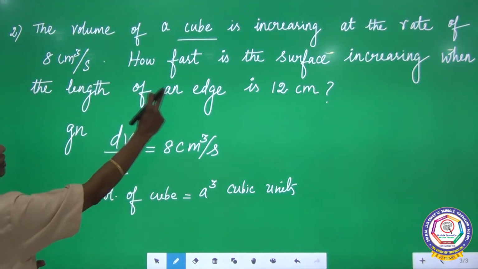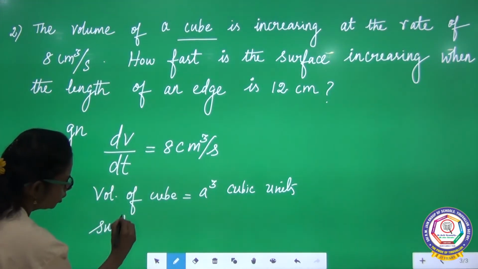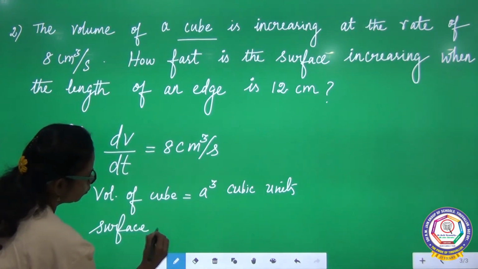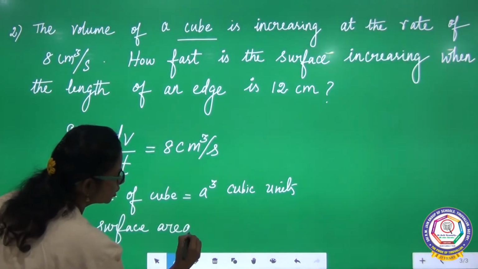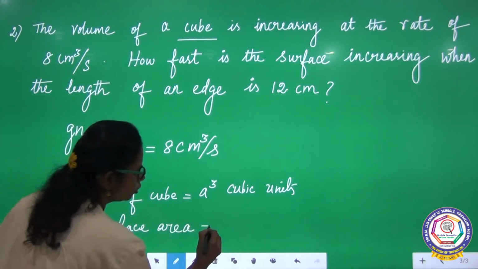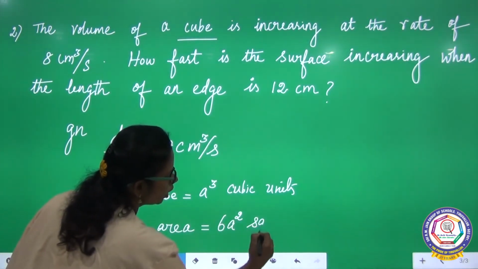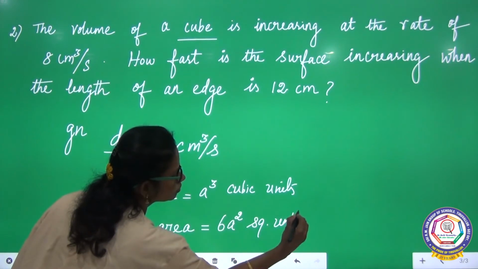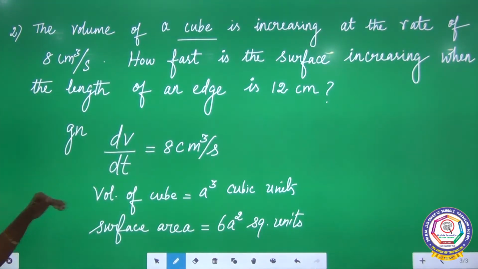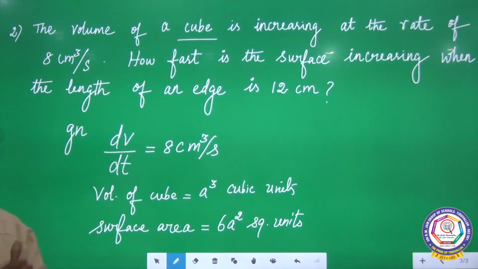Now, they said surface area. Surface area of a cube is what? Surface area equal to, only the word surface is given, that is nothing but total surface area, right? Surface area equal to 6a square units, right? What are the things we need? You have to recall everything and you should write. After that only you should give a solution for the question.